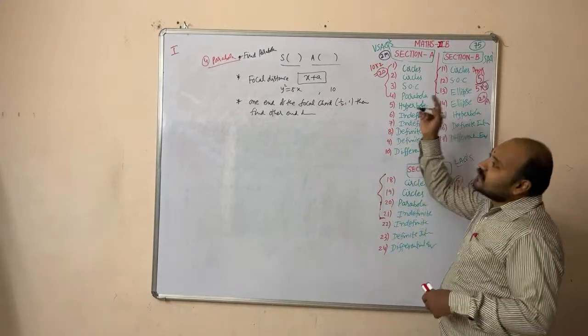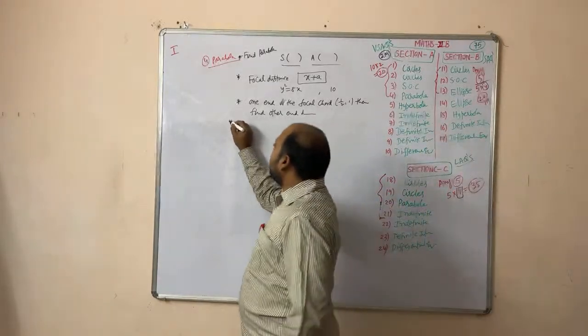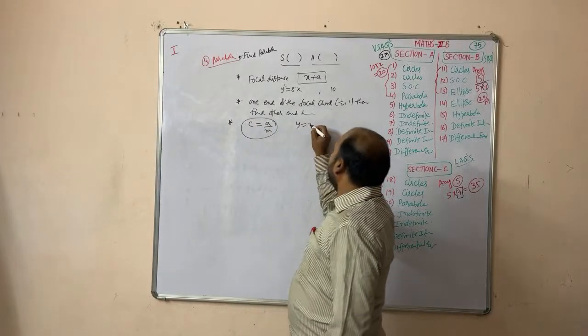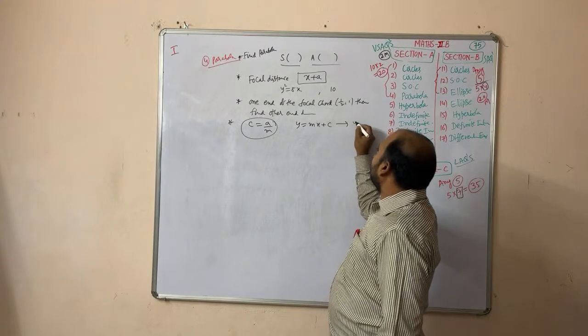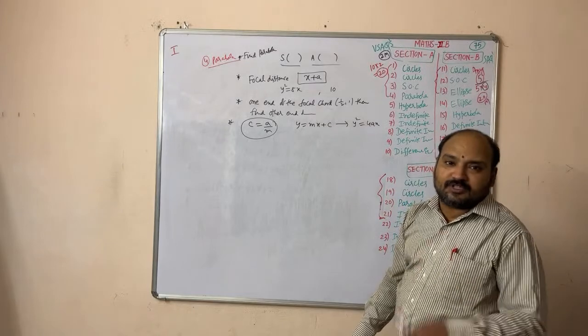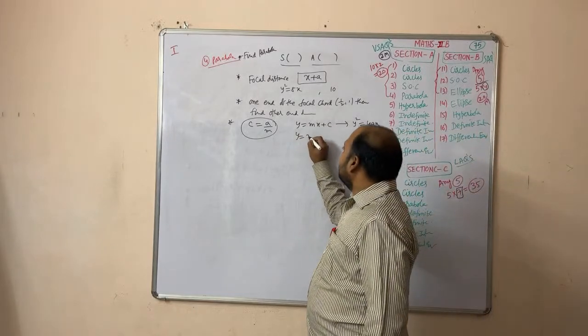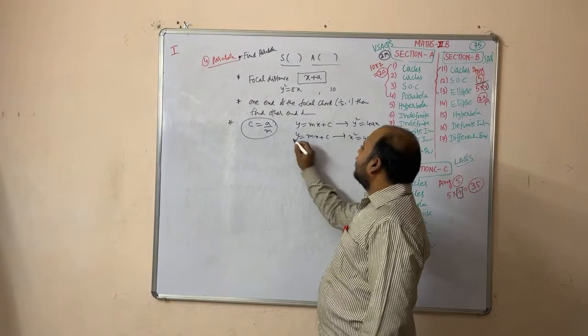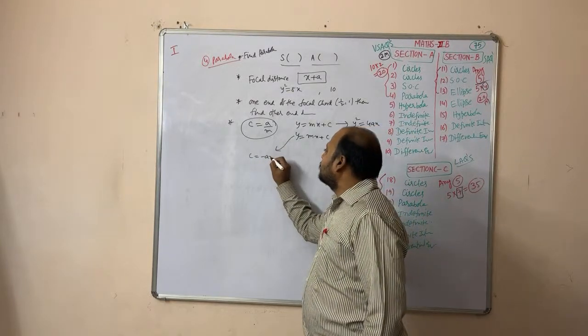In the next exercise of parabola, the condition for the tangent is c is equal to a by m, if the line y is equal to mx plus c is tangent to the parabola y square equal to 4ax. Based on this condition, we have the question. If the line y is equal to mx plus c is tangent to x square is equal to 4ay, then the condition is c is equal to minus am square.